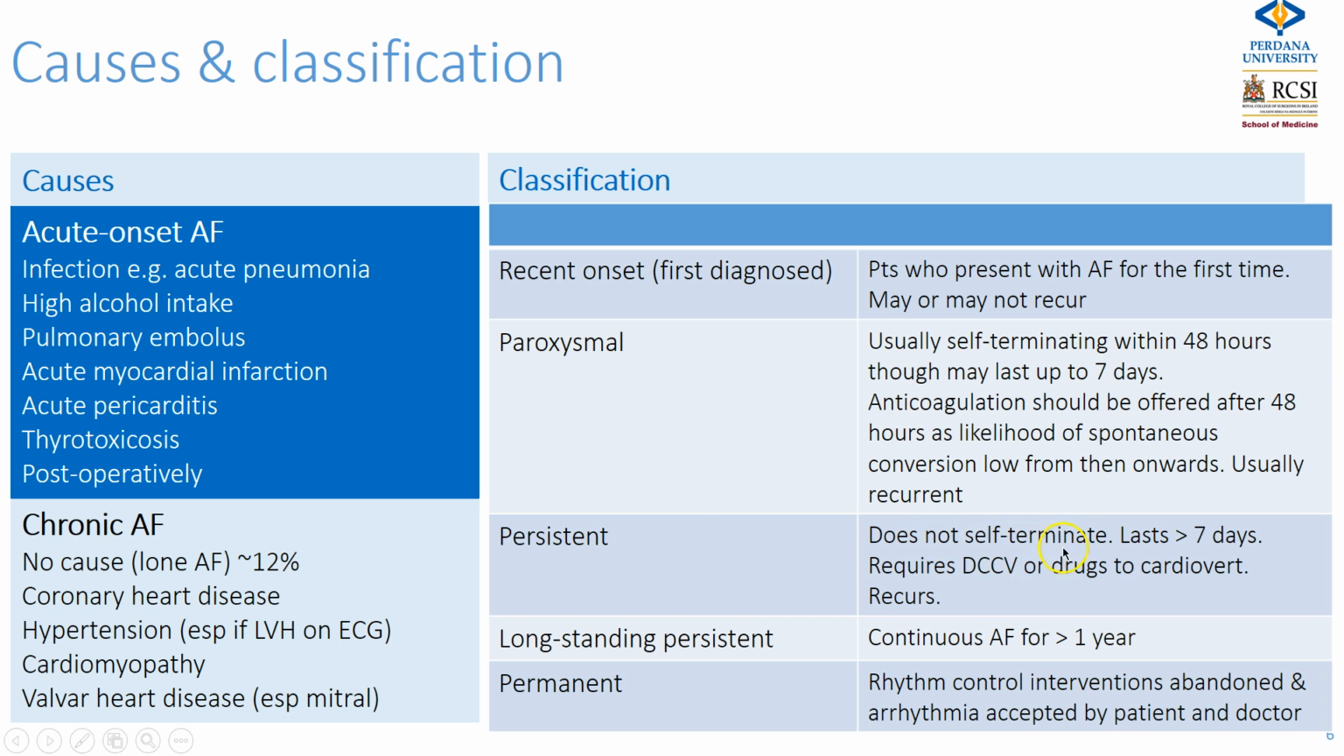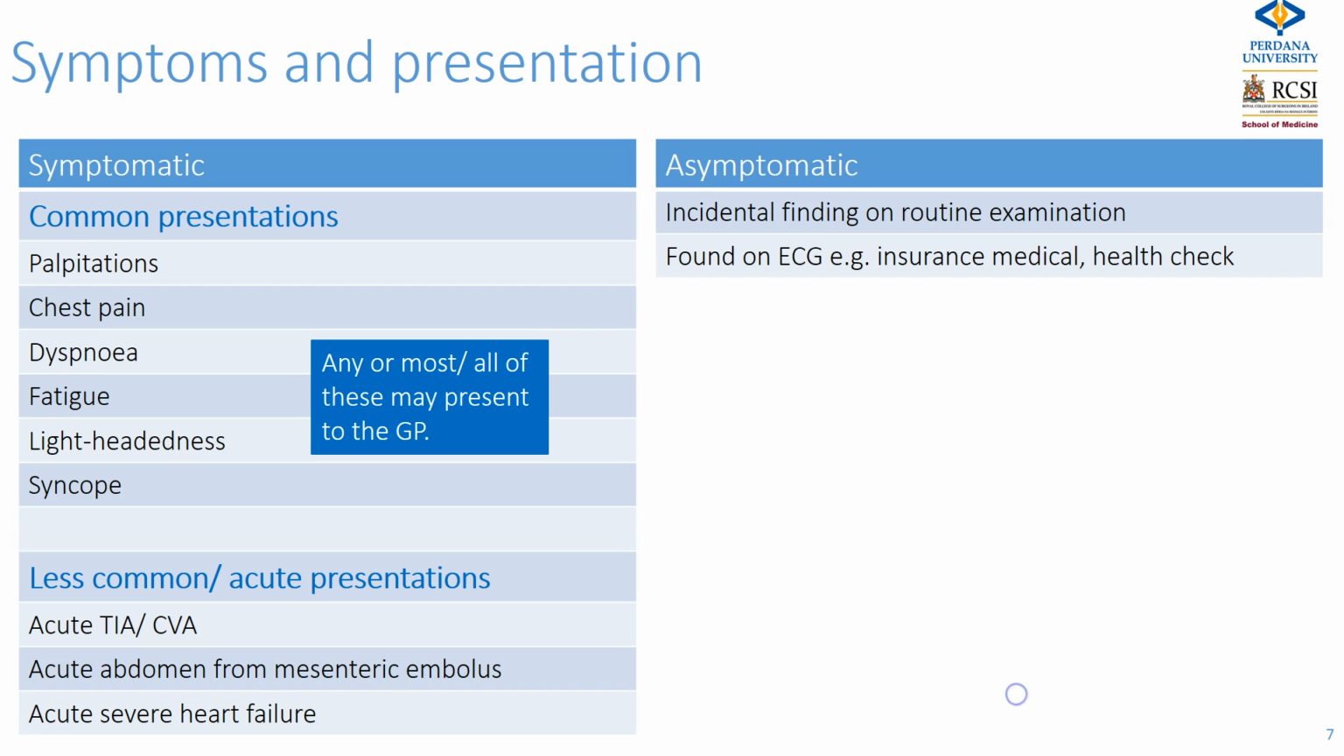Persistent AF is AF that does not terminate and lasts more than 7 days. This will usually require either in-hospital cardioversion or drugs to cardiovert, such as amiodarone or dronedarone. This is also recurrent. Long-standing persistent is defined as persistent AF that has been continuously there for more than 1 year. By the time it becomes permanent, we've abandoned all hope of rhythm reversion, so rhythm control is not a major consideration at this point.